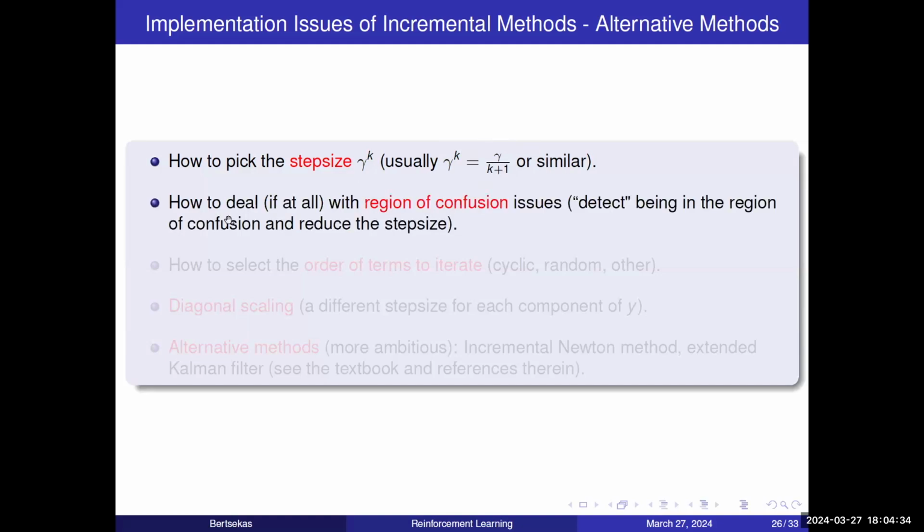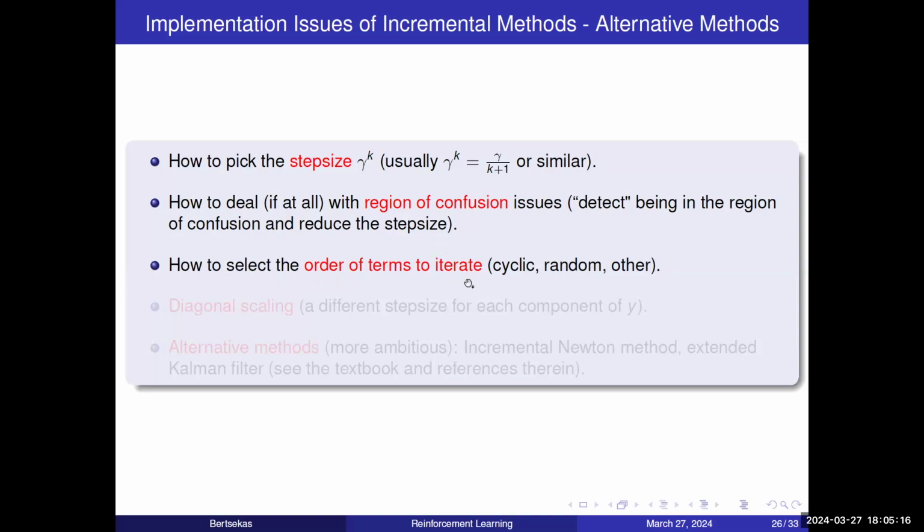Another issue is how to deal, if at all, with the region of confusion issue. That is, once y_k enters the region of confusion, we would like to start to use the diminishing step size in order to converge to the right value. And when it is outside the region of confusion, there's no real need to use the diminishing step size. So detecting the region of confusion and starting to reduce the step size is another issue you need to deal with. And another one is how to select the order of terms to iterate.